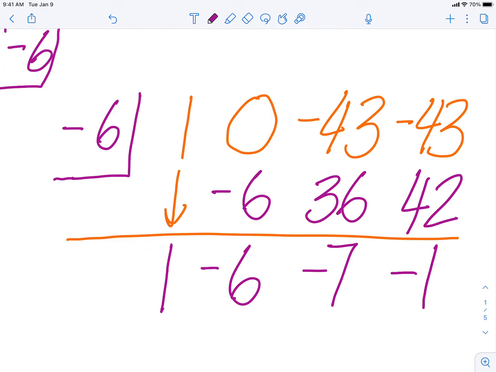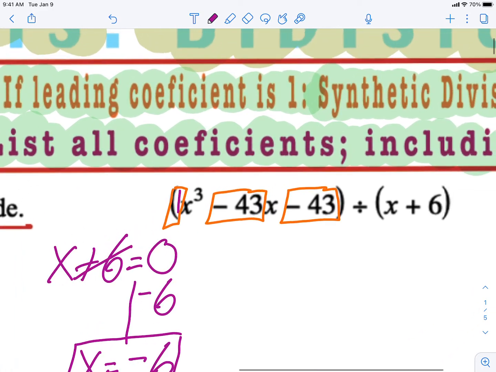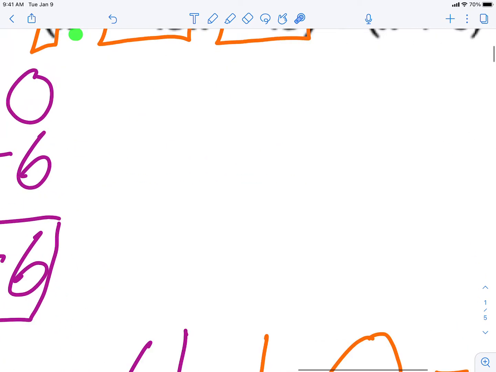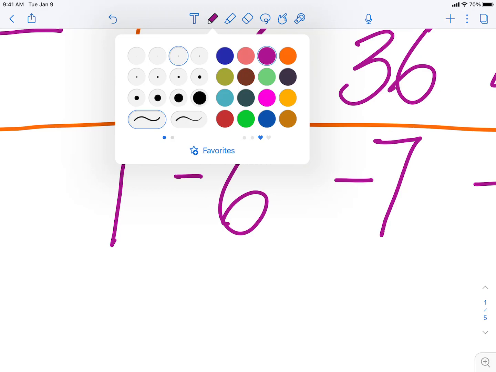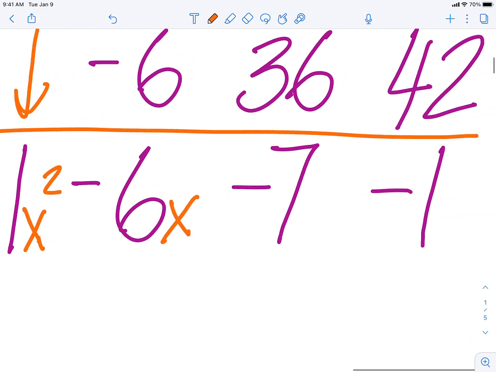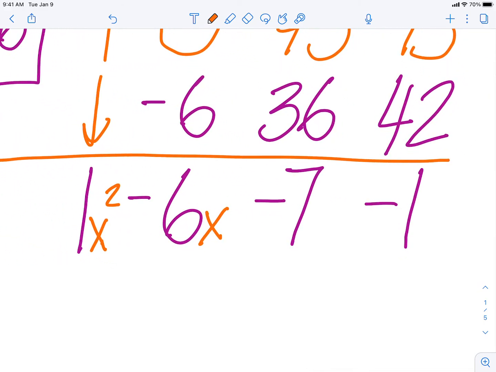Okay. Now, let us write in our variables. So let's see here. My original problem started with x to the 3. That means my answer is going to start with 1 less, which is x squared. So that's going to be x squared. And if I do 1 less, that's going to be x. And if I want to do one less, that's going to be no x. But wait a minute. I have this extra number here. This extra number, kiddos, is my remainder.